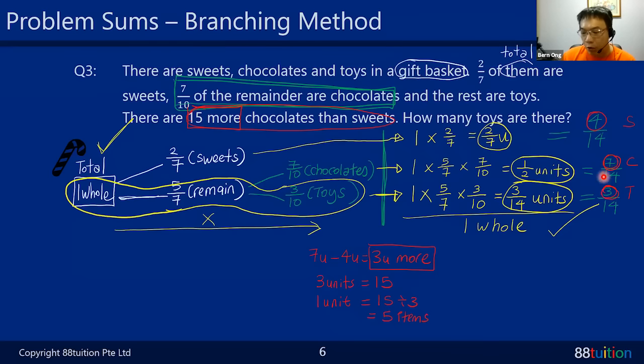What does 7 over 14 mean? It means that 7 out of your 14 total units are chocolate. So I can say that chocolate has 7 units. I can say that sweets has 4 units. So what's the difference between chocolates and sweets? 3 units, right? Oh, you get it. Very good.